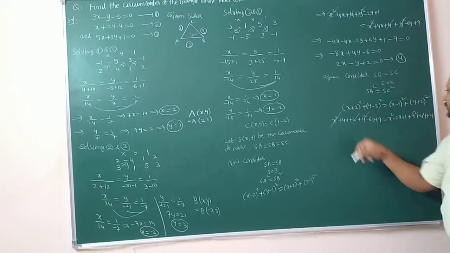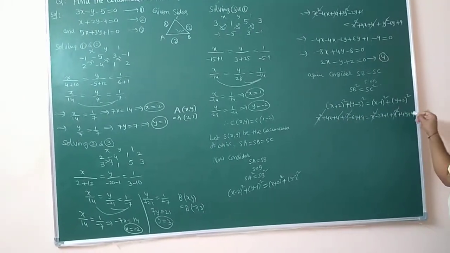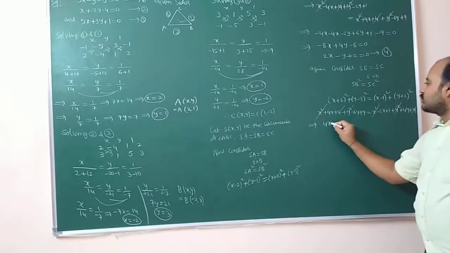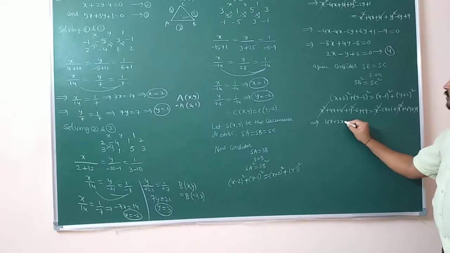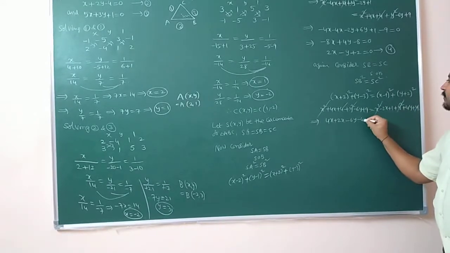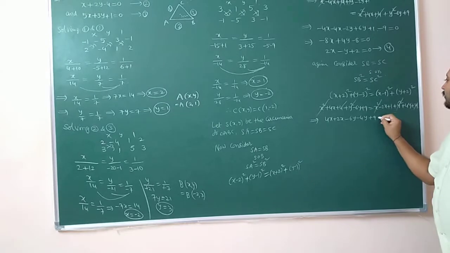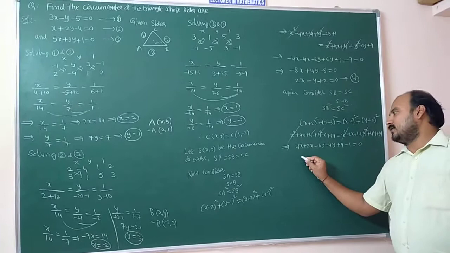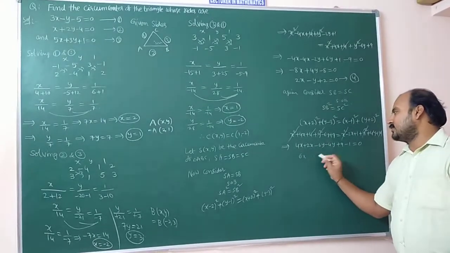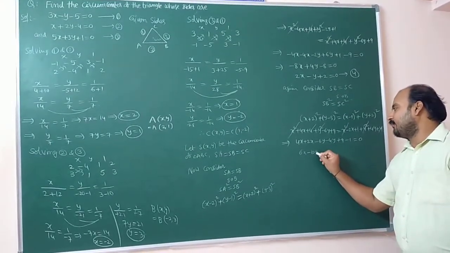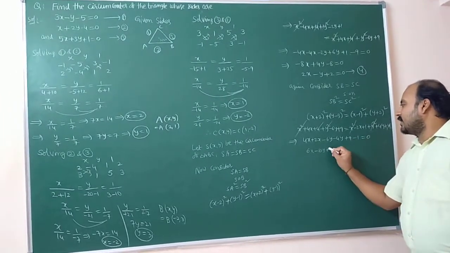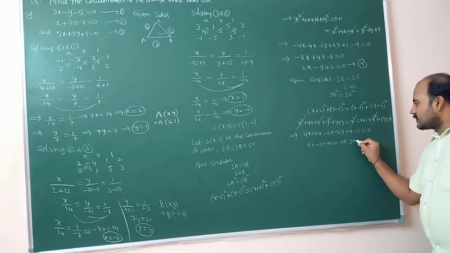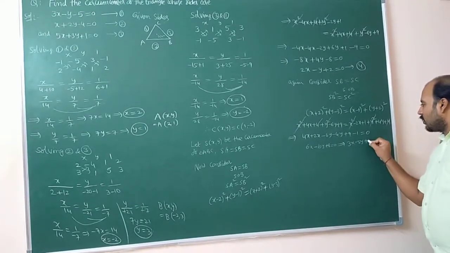x square plus y square plus 4 will be cancelled. First x terms 4x. Here minus 2x you can take this side plus 2x. Minus 6y, here 4y you can take this side minus 4y. Here plus 9, gone, we can take this side minus 1. 4x plus 2x is 6x. Minus 6y minus 4y is minus 10y. Plus 9 minus 1 is 8 equal to 0. That implies, dividing by 2, 3x minus 5y plus 4 equal to 0.